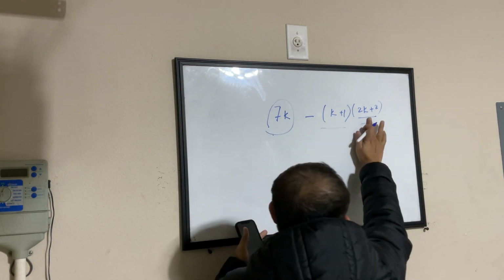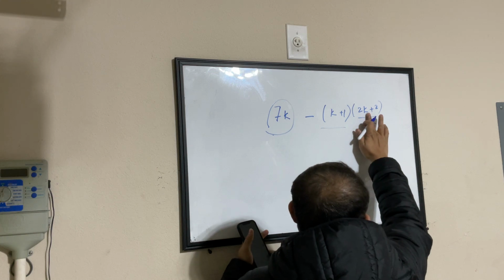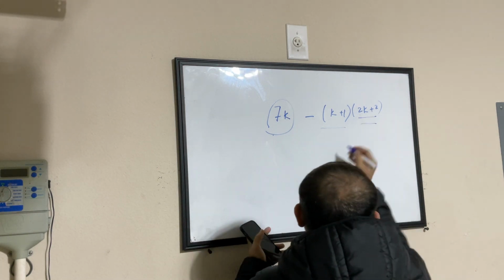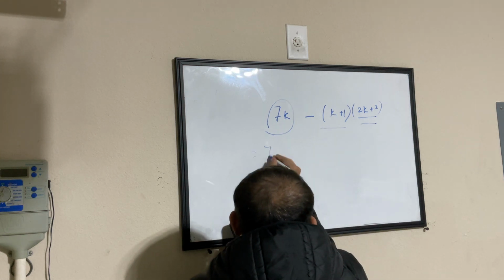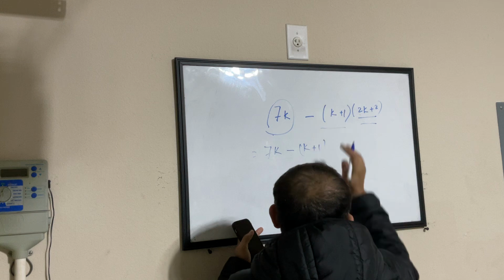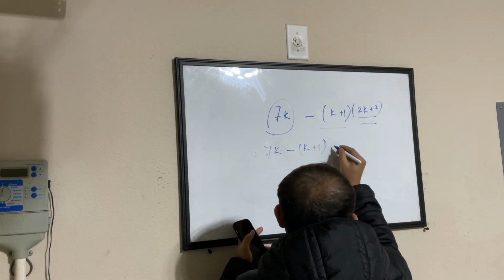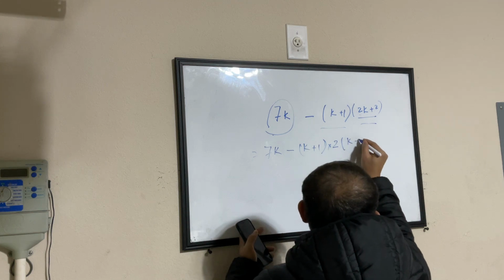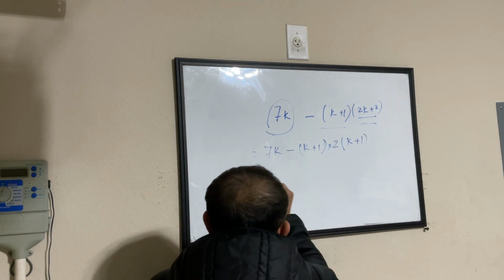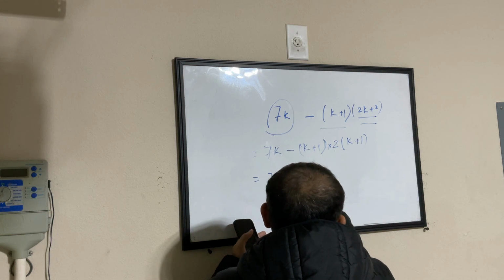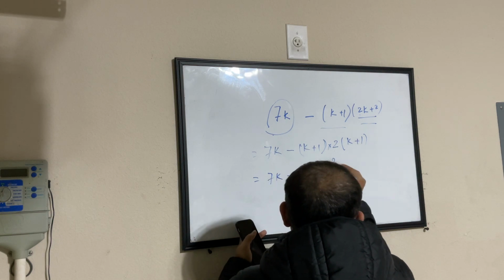Now when you look at this one, you have 2k plus 2. That means you have 2 common here. Let's do it this way. Let's keep this minus k plus 1. I will not touch this part so far. Let me see if I have an opportunity for simplifying something. I can take 2 common, and this becomes k plus 1. So essentially this is 7k minus 2 I will keep out, and then k plus 1 squared.